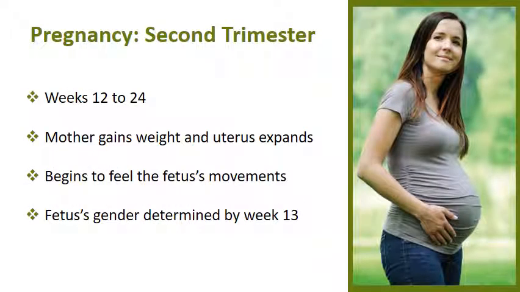The second trimester of pregnancy lasts from about week 12 to week 24. During this stage, morning sickness typically goes away, and a pregnant woman may have an increase in appetite, which helps her to gain weight as the uterus expands. This is a particularly exciting time for most pregnant women because they start to feel the baby's movements for the first time by about the 16th week. The baby's gender can also be determined by about week 13 by doing an ultrasound.